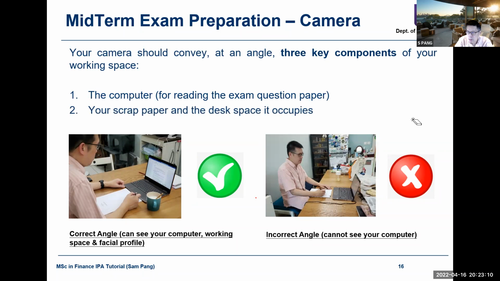It's going to be recorded, and you just set yourself up in this manner. We need to see you. We need to see your computer. We need to see what you're doing. We don't want to see people having a little box at the corner with WeChat. We absolutely do not want to see that. I need to see your computer. If you have scrap paper, fine.